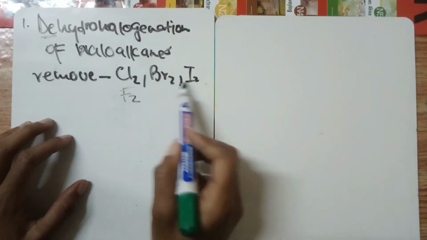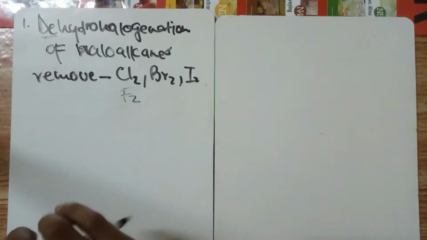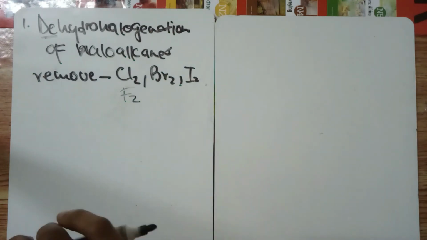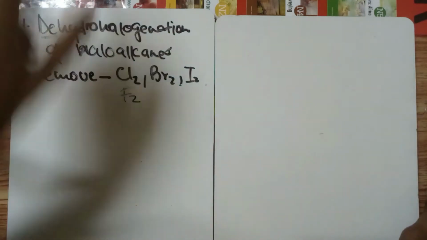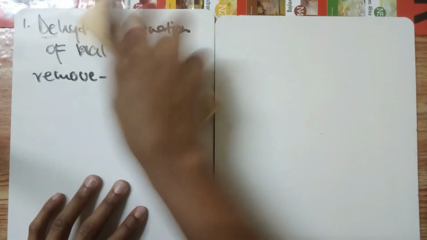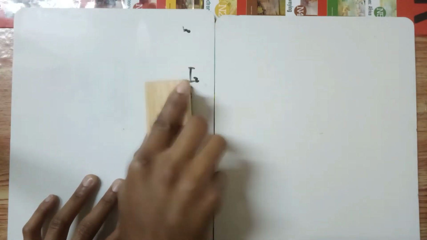Remember, these are halogens. You find them in group 7 of your periodic table. And in this instance, you will find that you will form either a major product or a minor product.